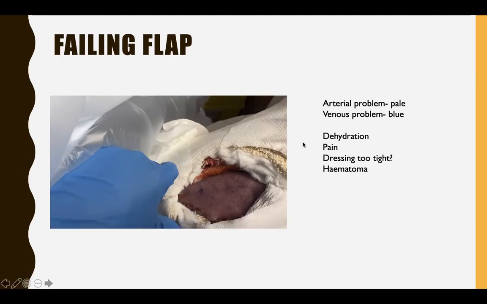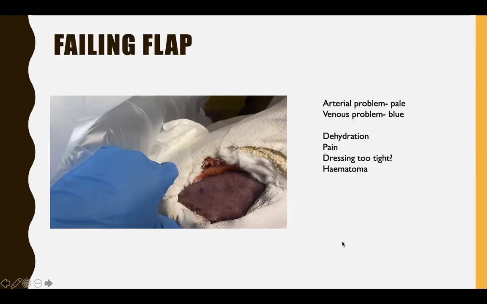If a nurse calls you to the ward because they're worried about a flap, you need to go and have a look, and check the cap refill. It's not like this. You need to press down for 5 seconds and then read the cap refill. Early signs of venous congestion is a brisk cap refill. So if the cap refill is less than 1 second, you might want to discuss with a senior.